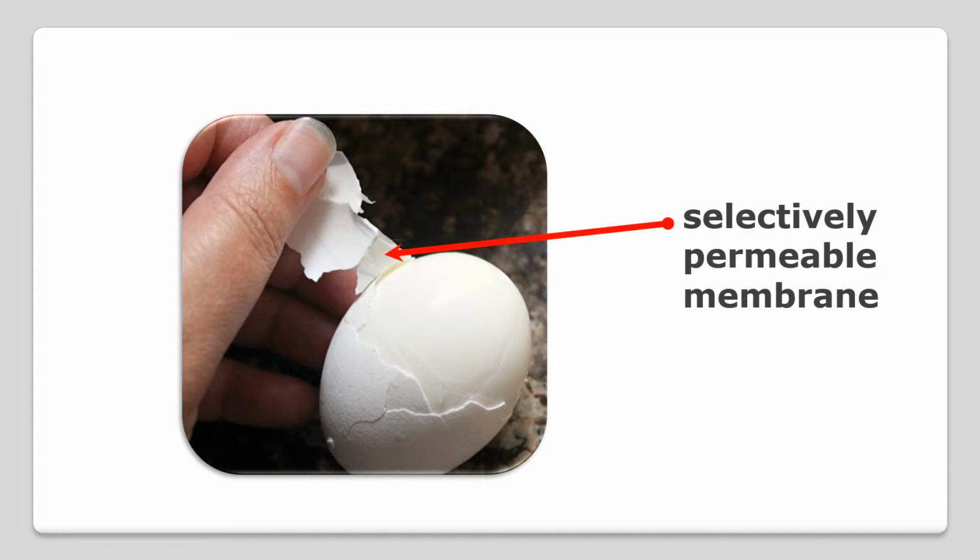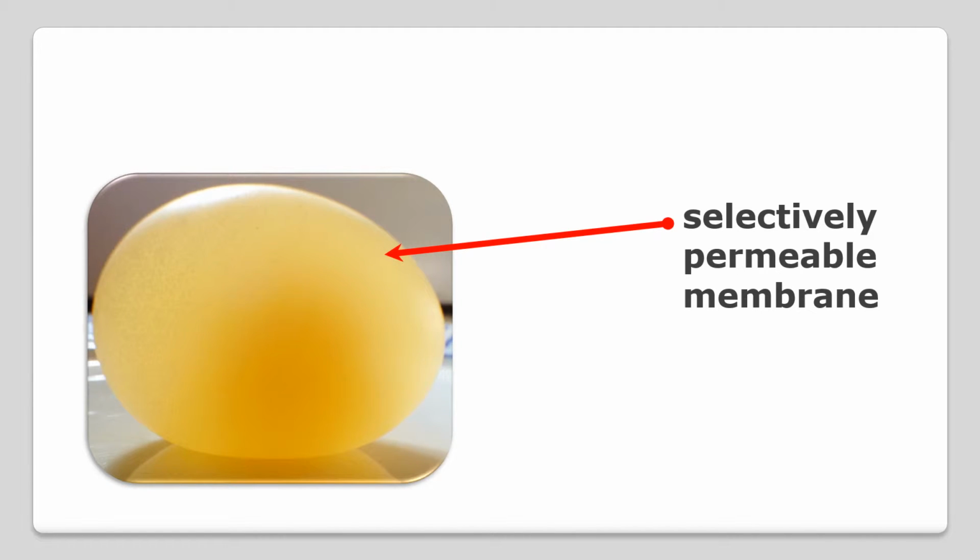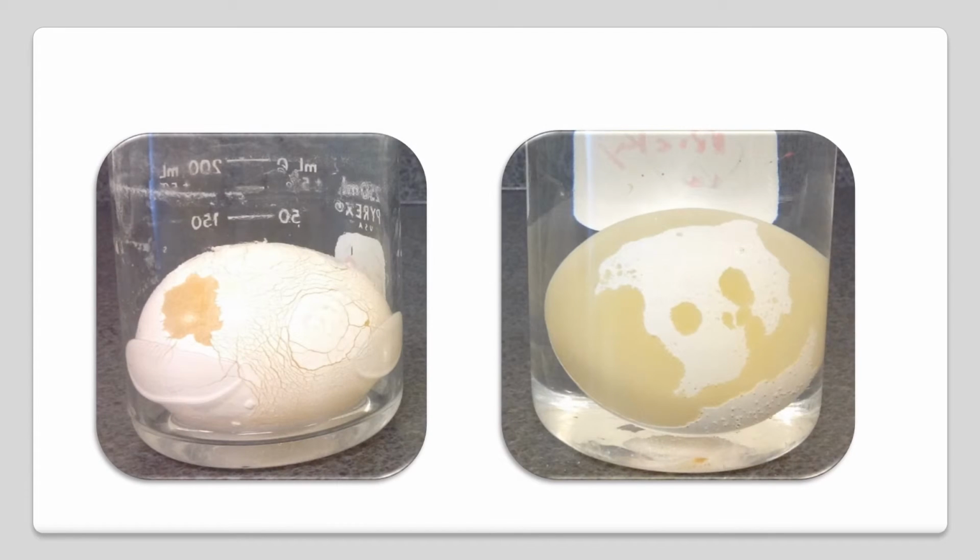In order to use an egg in this demo, first we have to remove the outer shell. To do this, we will place it in vinegar. This will remove the outer shell, leaving the inner membrane intact. So what will happen to an egg when it's placed in distilled water?